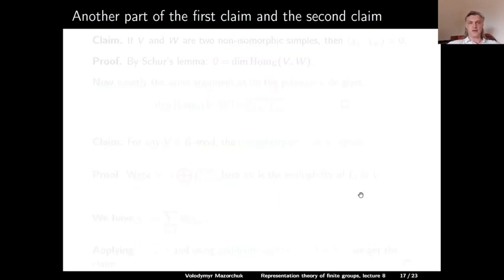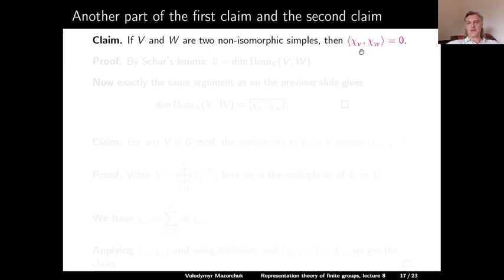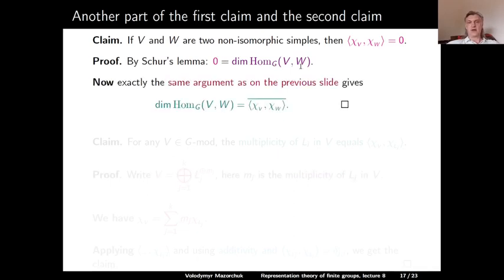Let's go to the other part of the first claim. So if V and W are two non-isomorphic simple modules, then the scalar product of their characters is 0. So by Schur's lemma, 0 is equal to the dimension of the space of G-homomorphisms from V to W. And now exactly the same argument as in the previous slide gives that this dimension of the space of G-homomorphisms from V to W is equal to the complex conjugate of the scalar product of the characters of V and W. So this is equal to 0, so the scalar product is the complex conjugate of 0, which is 0.